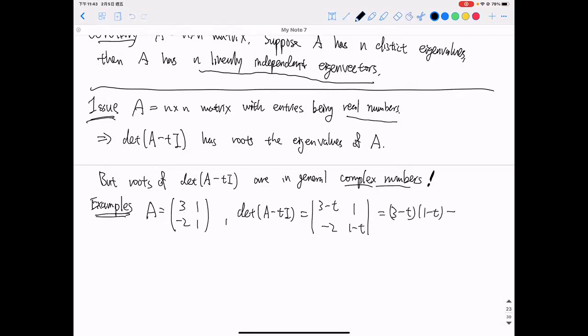That's 3 minus 3t minus t plus t squared plus 4, so t squared minus 4t plus 7. And the quadratic formula tells you what the roots are.